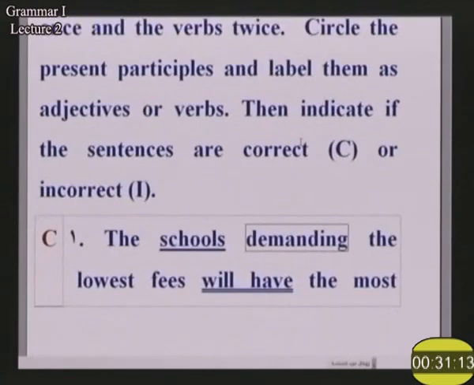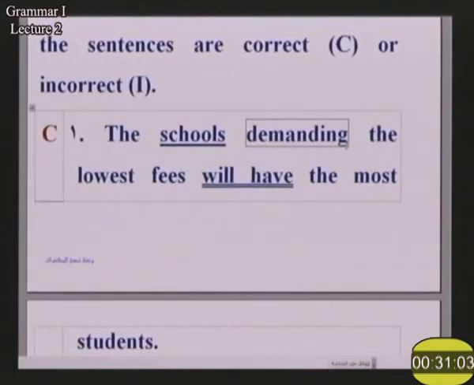The schools demanding the lowest fees will have the most students. المدارس اللي بتاخد أقل مصاريف هتاخد أكتر طلاب أو أكتر تلاميذ. The schools subject will have verb. The schools will have the most students. دي الجملة الأساسية بتاعتي. Demanding اللي هي present participle دي هتبقى إيه؟ لأنها ما جاتش بعد verb to be, هتبقى adjective for the word schools. خلاص؟ طيب.